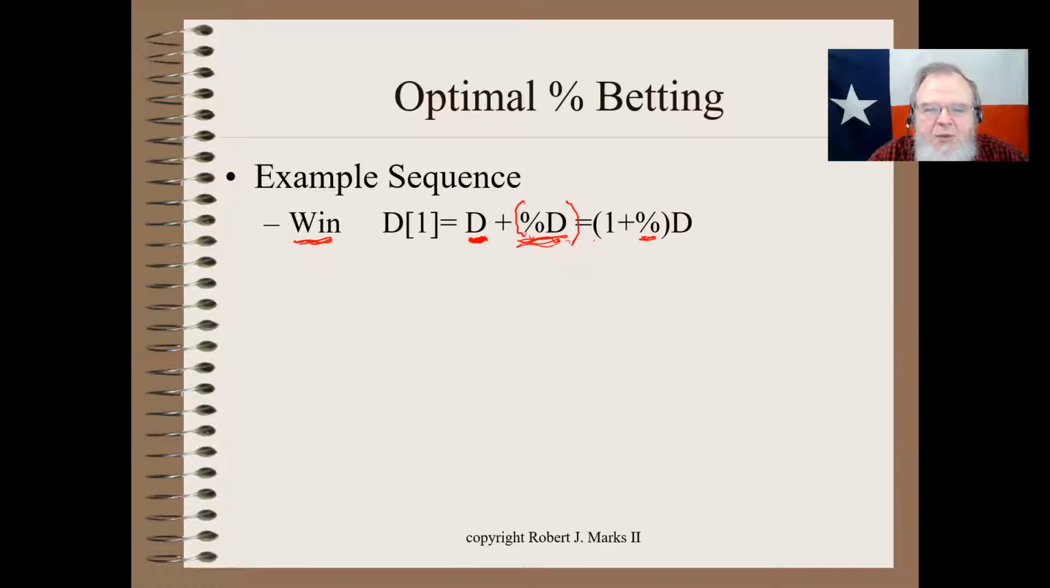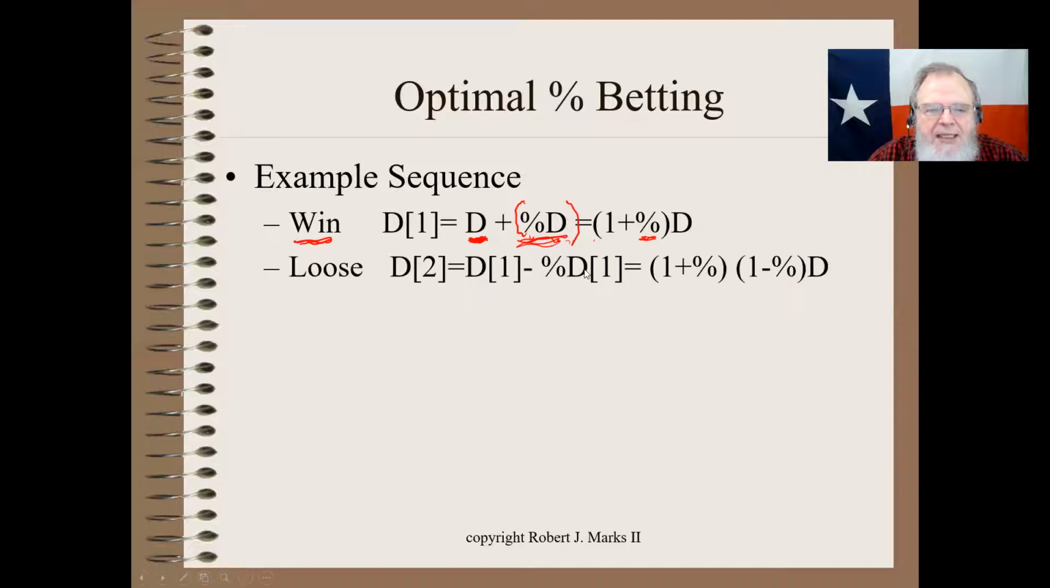Okay, so that's well and good. What happens next? If we lose, we're going to take our previous stash, this D1, and if we lose, we're going to have a new stash of D1 minus the percent of D1 that we bet. So if we look at everything and combine it with this top equation, we get that the result is this. It's 1 plus the percent, because of one win, and 1 minus the percent, because of one loss.